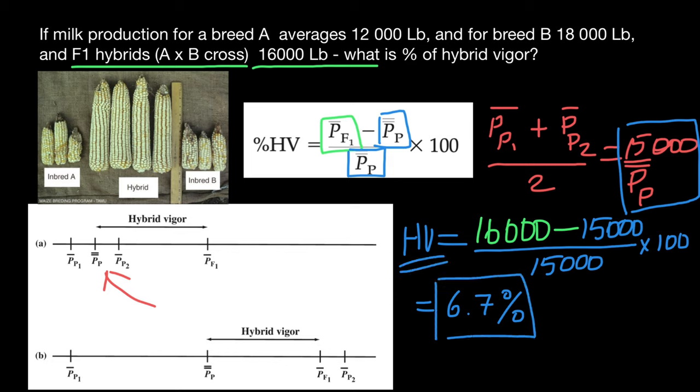Let's take a look. Hybrid vigor is the difference between the mean performance of the parents and the mean performance of the F1 generation, and we express it as a percentage. So a hybrid vigor of 6.7% means an increase of the mean performance of the F1 population in comparison with the mean performance of the parents. And this is all for today.